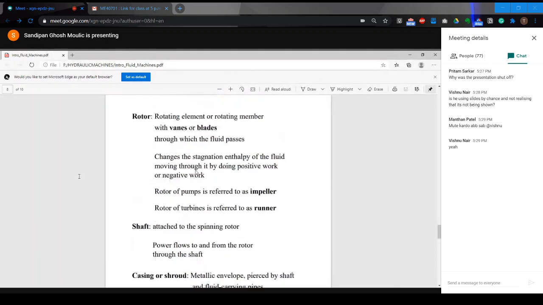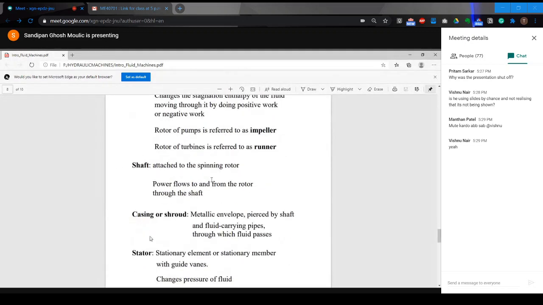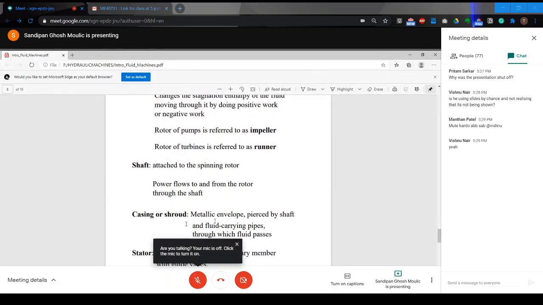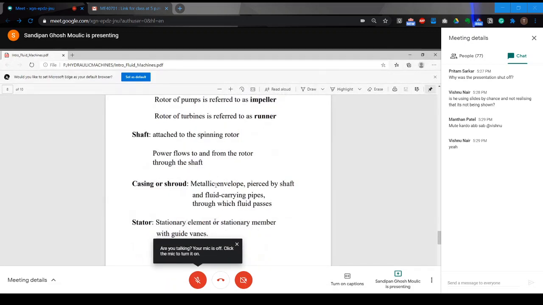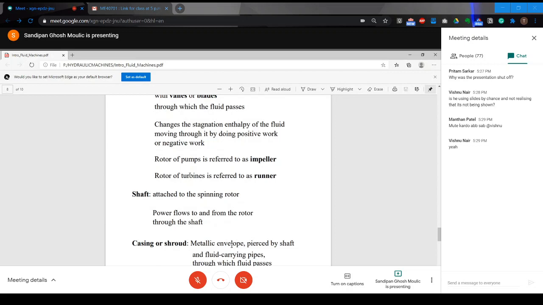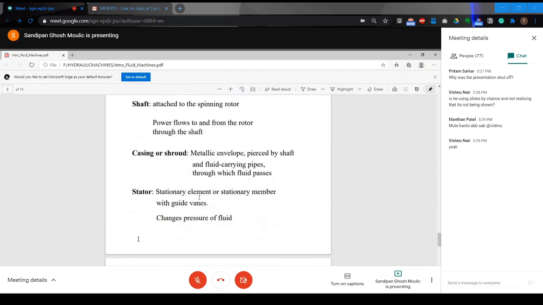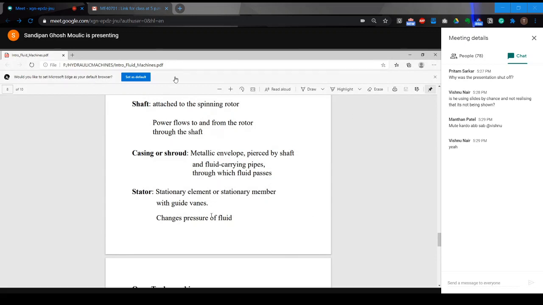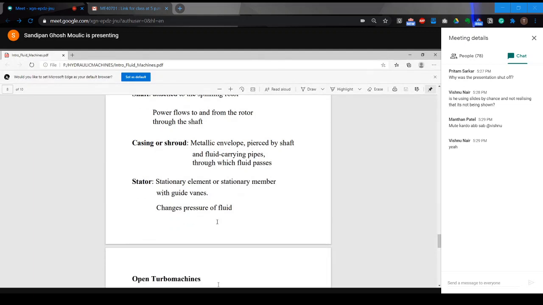Now, the rotor, which is mounted on the shaft, will be placed inside what you call a casing or shroud. This is a metallic envelope which is pierced by the shaft and fluid carrying pipes, and the fluid will flow through the casing. The turbine may also have some stationary elements or members called guide vanes, which direct the fluid. In the stator there's no work done because there's no movement of the vanes, but there may be a change of pressure, either increase or decrease.